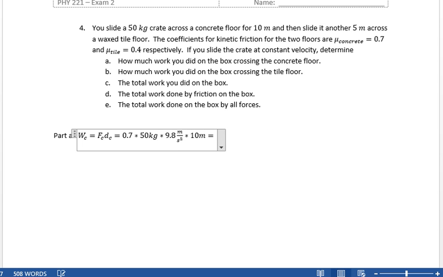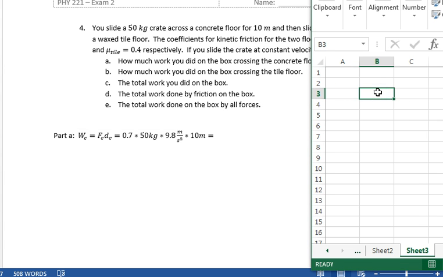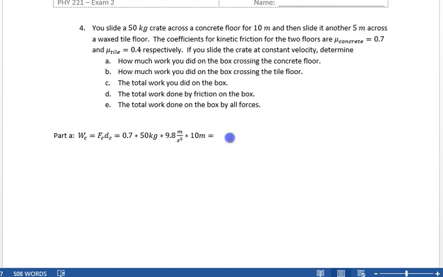So what does this all add up to? 0.7 times 50 times 9.8 times 10, 3,430 newtons. Okay, in part B, we're sliding across the tile floor.